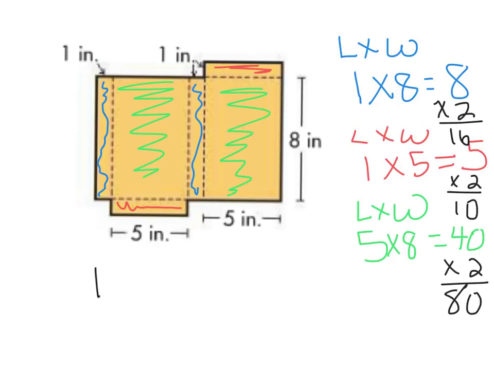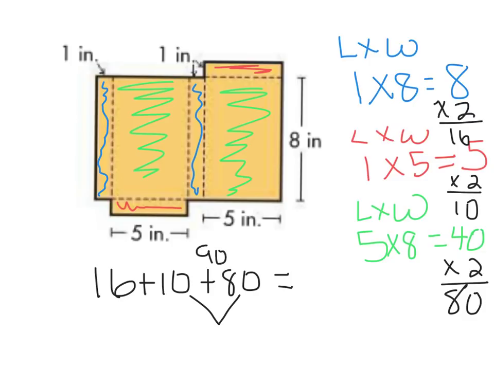So then I have 16 plus 10 plus 80. So 80 plus 10 is 90. Then I have 90 plus 16. I would use some chunking mental math there. The 16 can be broken up into 10 plus 6. So I'm going to take the 10 and add it to 90 and make 100, and then add the 6 more. And so I would have a total of 106 inches squared.